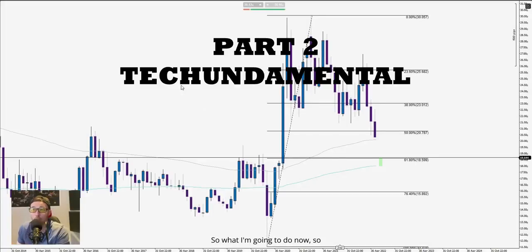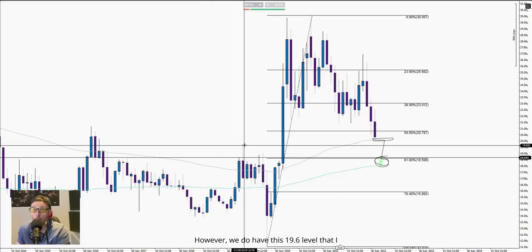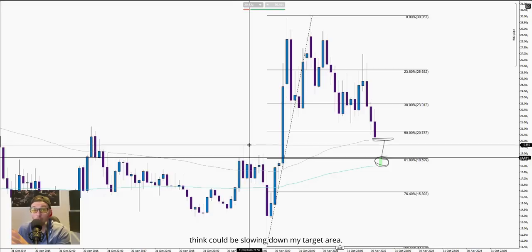What I'm gonna do now, so I'm gonna stay on this one actually. If we are to see a reaction on this specific chart, my first solid target would be the 100 EMA right there. If we are to breach this and go down, I think it's pretty decent to assume that this would be the target. However, we do have this 19.6 level that I think could be slowing down my target area.